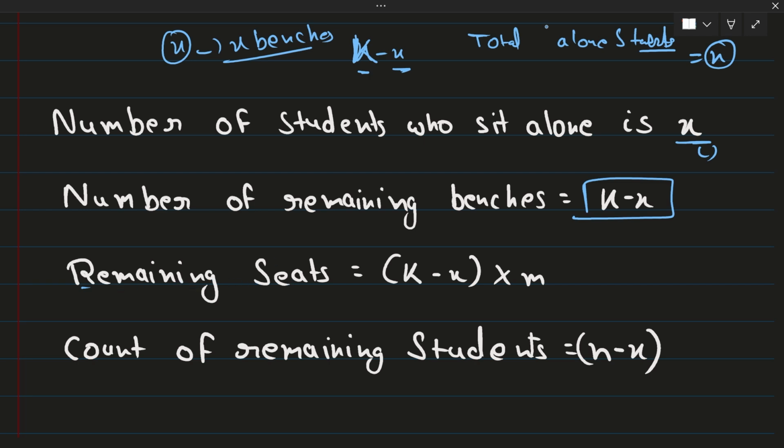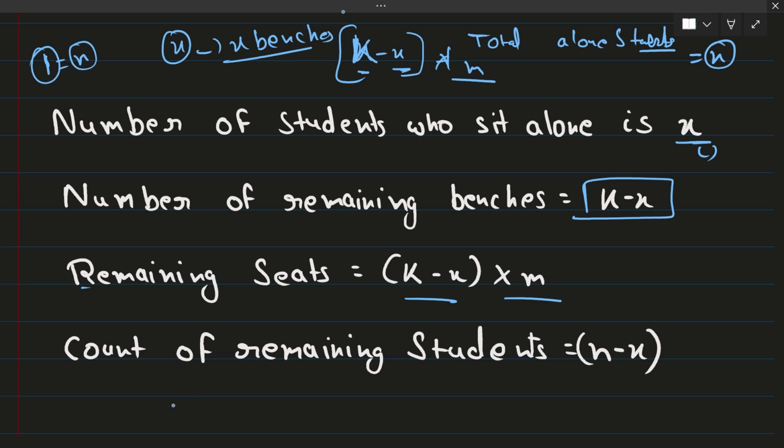Remaining seats will be the seats that remain. So if each bench is able to hold m students, what is the total number of seats that I'll be left with? The remaining benches into the capacity of each bench, into m, right? This will be the remaining seats that I'll have. And what will be the remaining students?